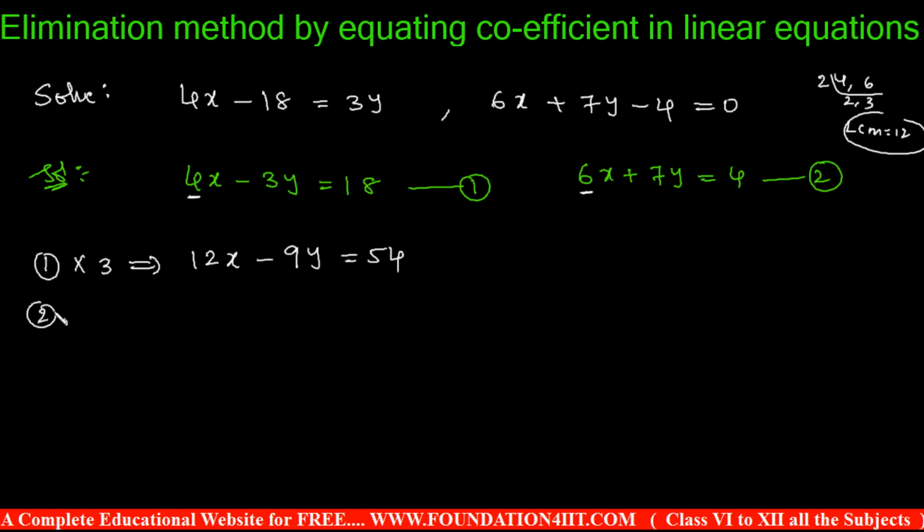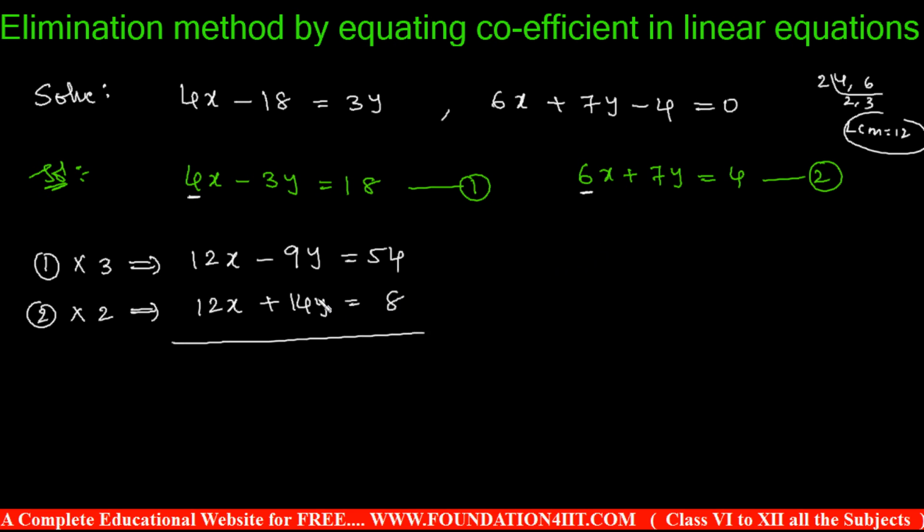Now equation 2. The x coefficient is 6, but I want 12. In 6 table, 2 2s are 12, so you should multiply with 2. The same 2 should multiply the entire equation, then only the equation value does not change. So that is compulsory. And this is 12x plus 7 2s are 14y, and the same 2 into 4 is 8. So the entire equation you can multiply with 2.